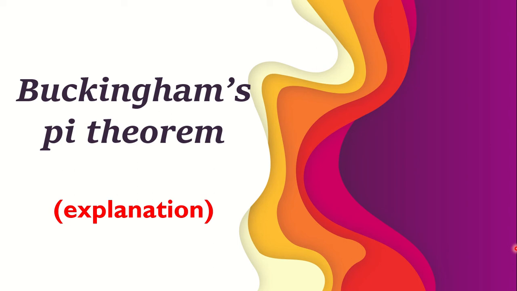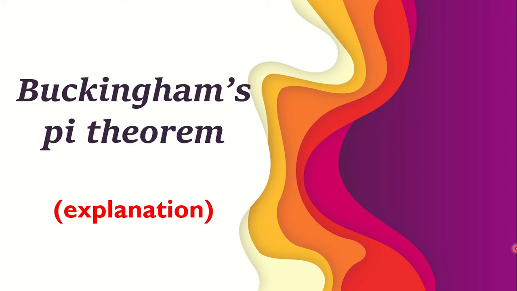If you have watched my earlier videos, there I have explained Rayleigh's method, which establishes a relationship between variables when they are less than or equal to 4. It includes both dependent and independent variables. So if the number of variables is equal to or less than 4, then you can adopt Rayleigh's method. But once the number of variables exceeds 4, it becomes difficult to get the relationship between the variables, and hence we adopt Buckingham's pi theorem.